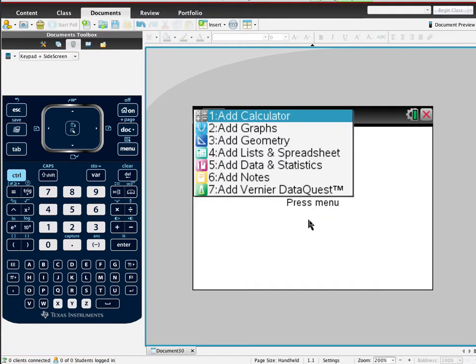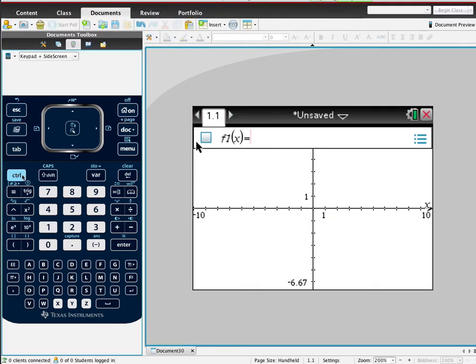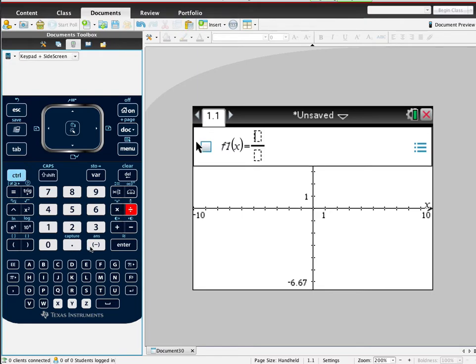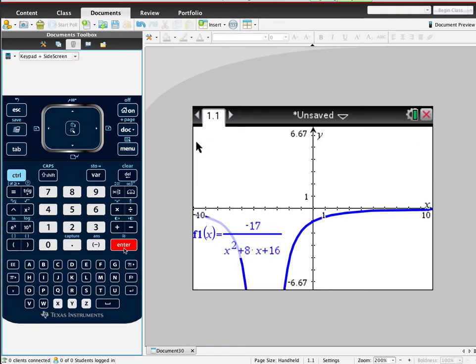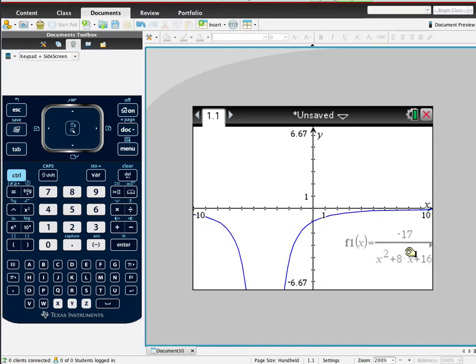New document. We're not going to save it. I got a graph. Control divide. I had -17 on the top. What was on the bottom? X squared plus 8x plus 16. Enter. All right, so that's what I'm looking at. What do you guys think? Where am I supposed to be headed? -4. Now, what's something I can do to maybe get a better idea of what's going on at -4?